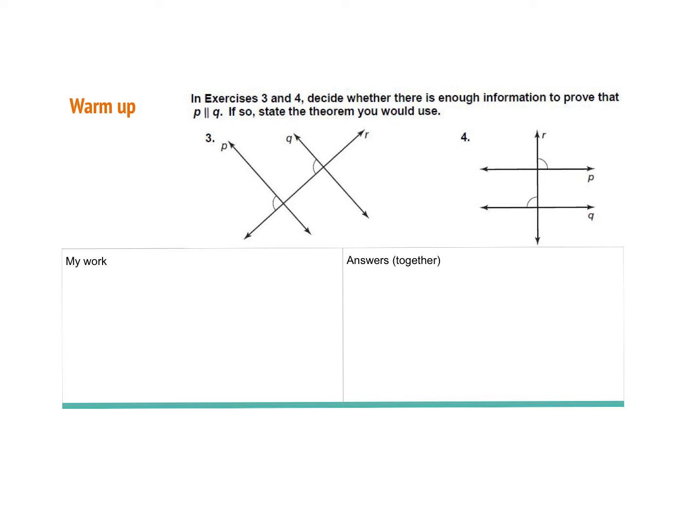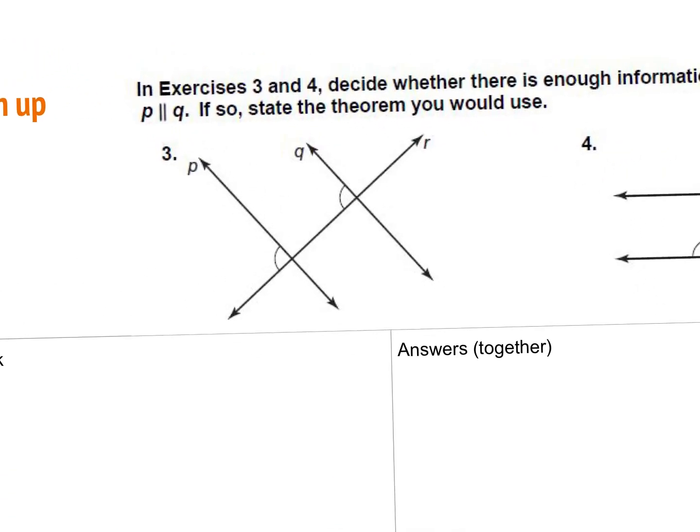Okay, in exercises 3 and 4, decide whether there's enough information to prove that P is parallel to Q. If so, state the theorem you would use. Guys, in the first one, is there enough information there? Alexis? Corresponding. Very good. They are corresponding angles and they're shown that they are congruent, right?